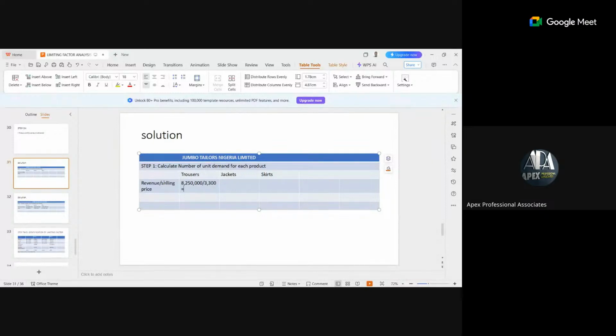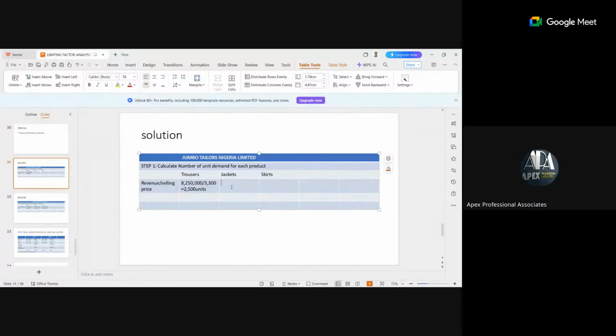This is not magic. It's in the question. So the total units for trouser will be what? 2,500 units. If you are not seeing these values, go to the question, you see it. Revenue for trouser is 8,250,000. The selling price is 3,300. And for you to know the units, it will be the revenue divided by the selling price. The question has been forwarded since last week. So if you are bringing up questions in relation to how do you get this figure, I might not respond to your question because it shows that you are not following what is on the platform.